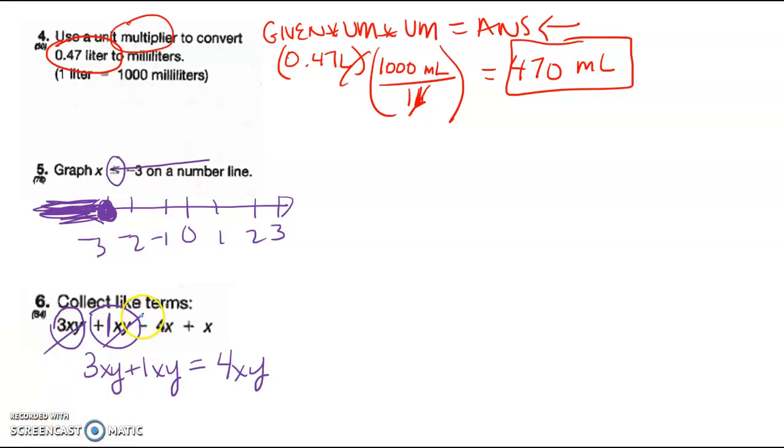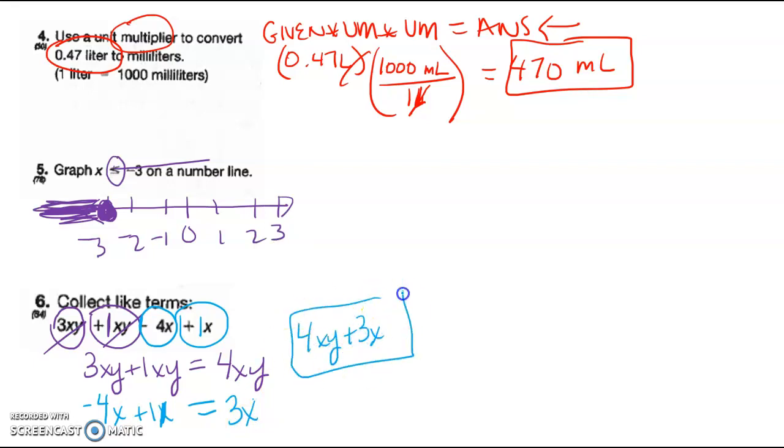And then I have -4x plus 1x. So -4 plus 1 is equal to 3x, because we subtracted, take the sign of the larger. And then we're going to put this together. So the answer is 4xy plus 3x.